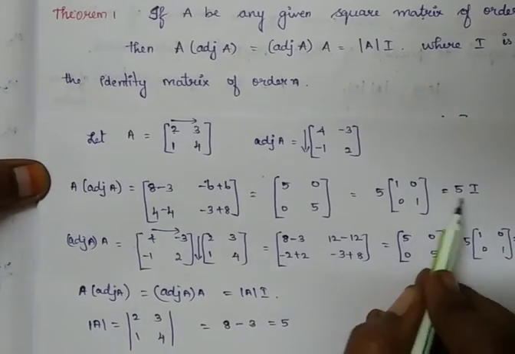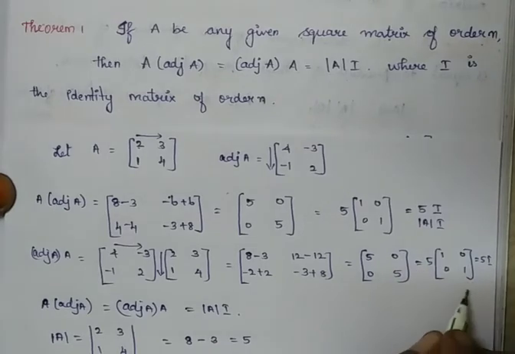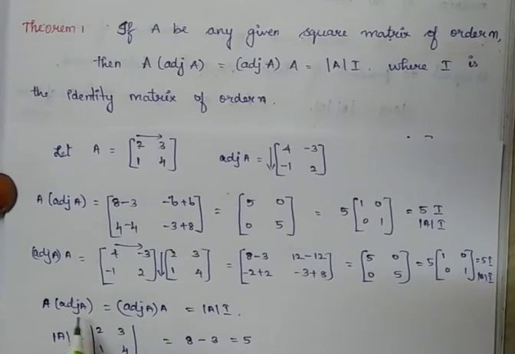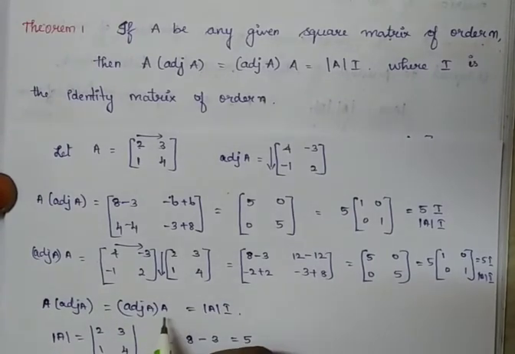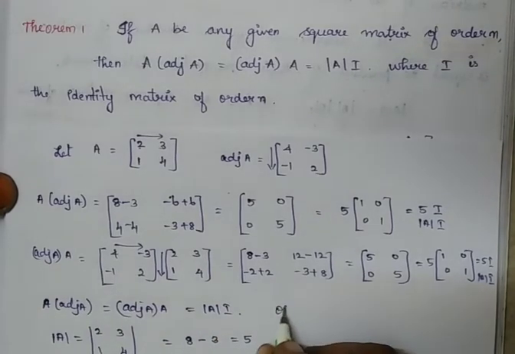Now we can write this as determinant of A into I. This also we can write as determinant of A into I. So we can say that A into adjoint A is equal to adjoint A into A, that is equal to determinant of A into I. Therefore this is true for order n.